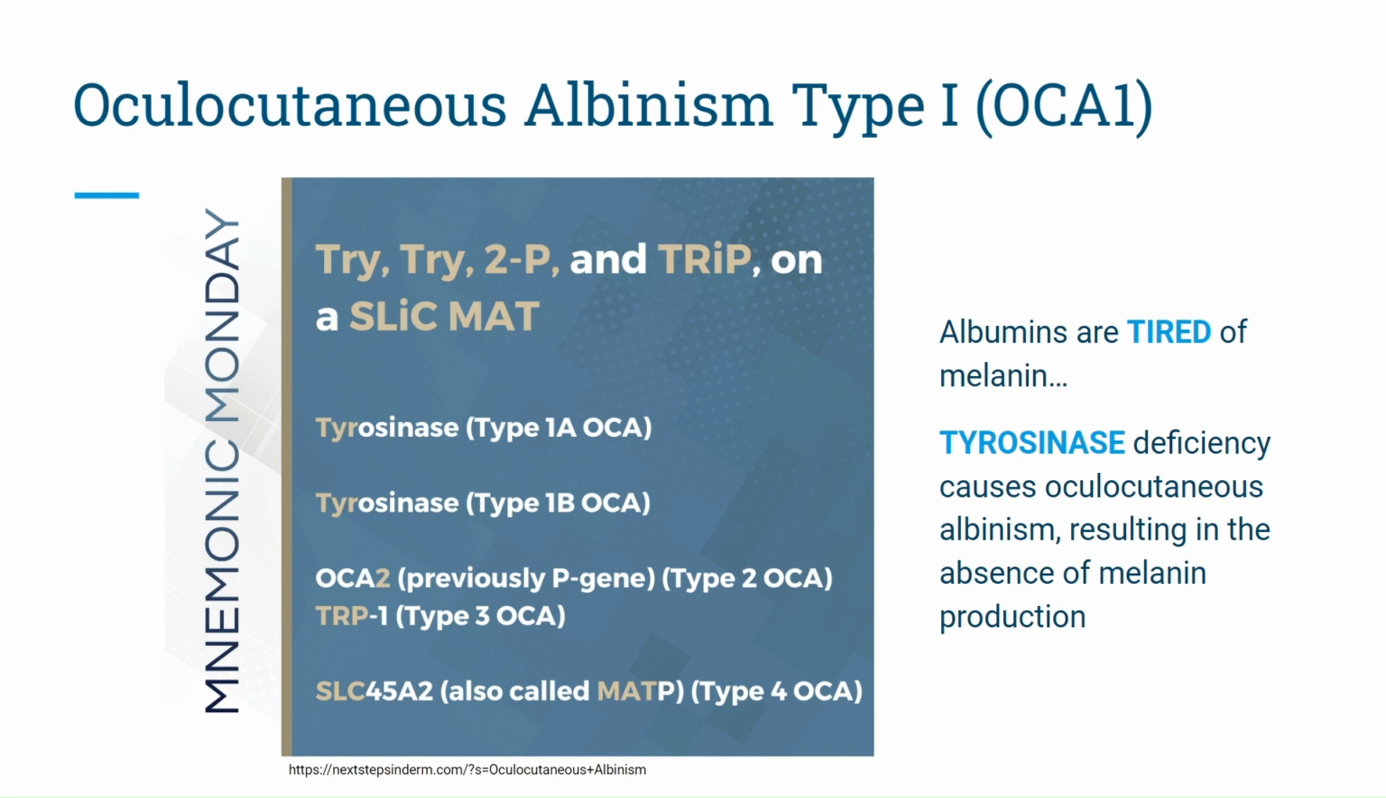And then one we didn't talk about yet, type 4 OCA. Not 25% Japanese, but the incidence, you see this higher in the Japanese population. And this mutation is the SLC45A2 gene.